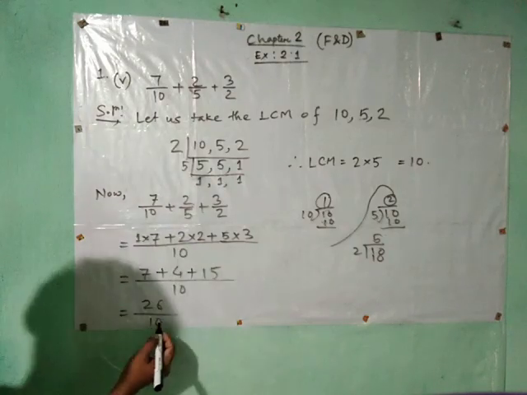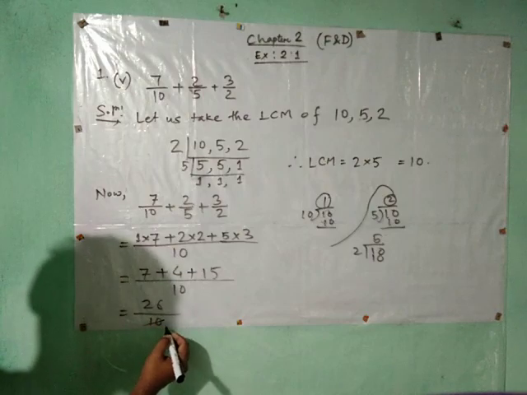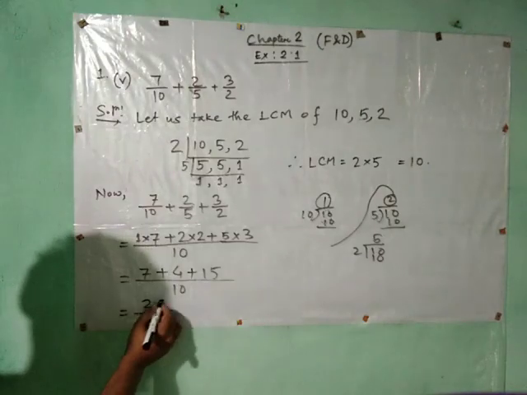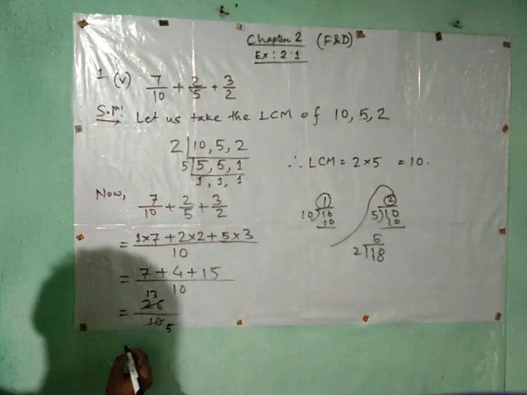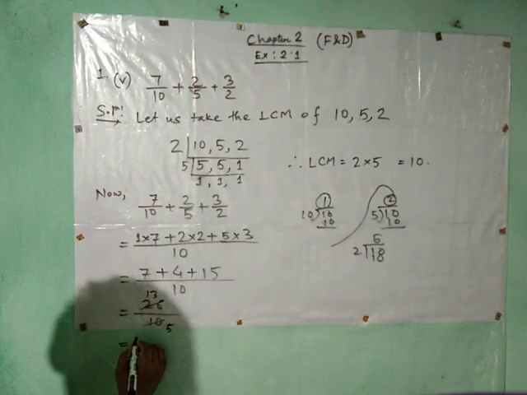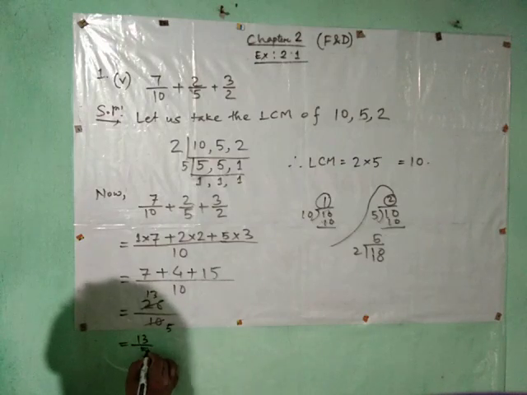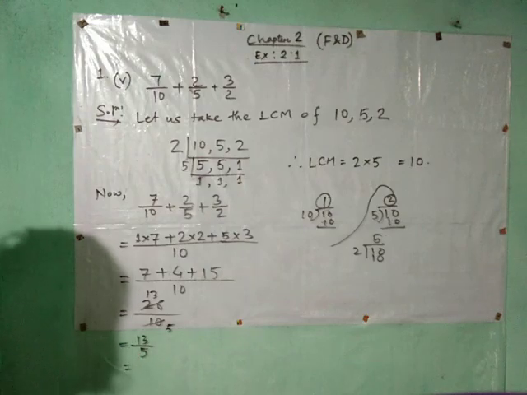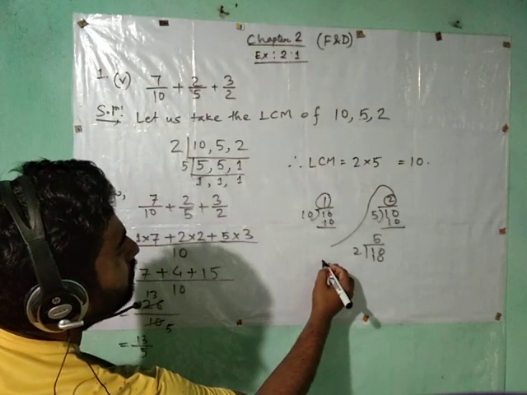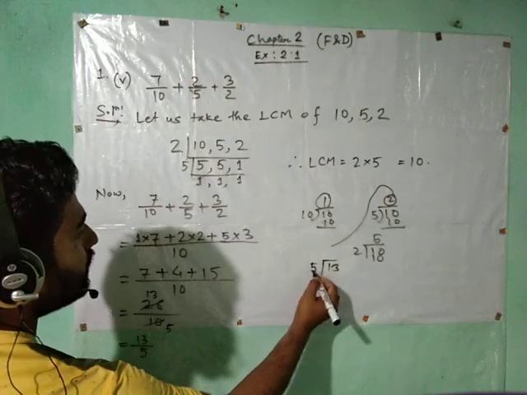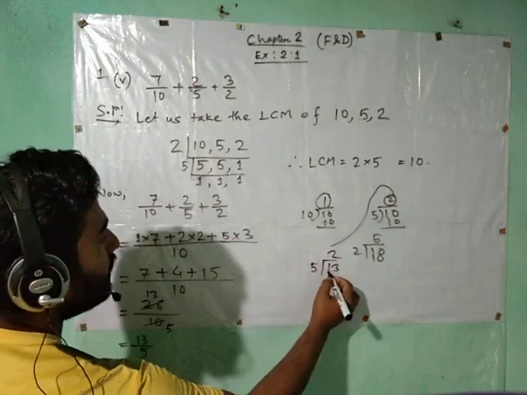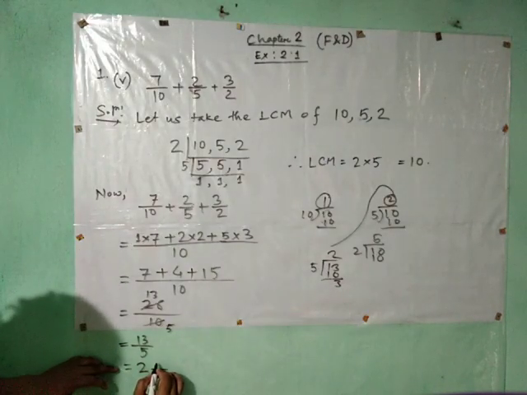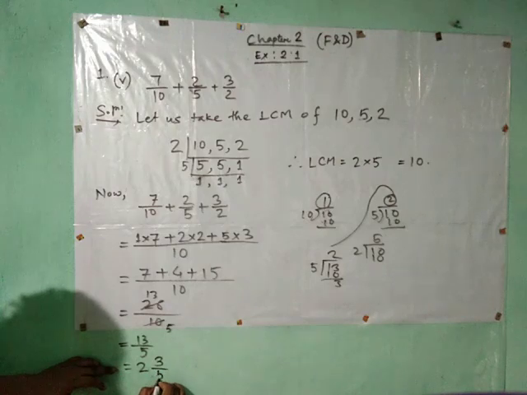Okay, now you cancel them. Cancel by 2: 2 1s are 2, 2 5s are 10, 2 13s are 26. So what will be our answer? 13 by 5. Or you can do one more thing. Instead of writing 13 by 5, convert it into a mixed fraction. 5 2s are 10, so 3 will be the remainder. So your answer will be 2 3 by 5.